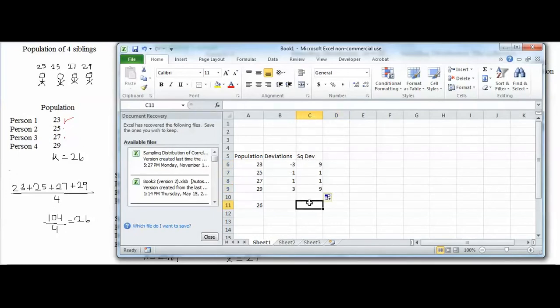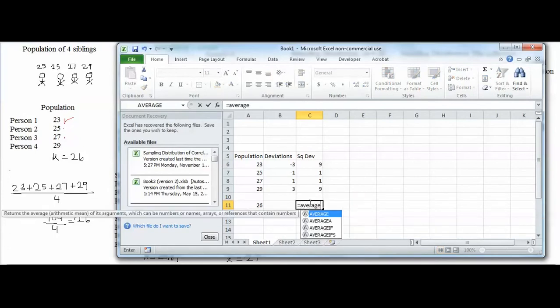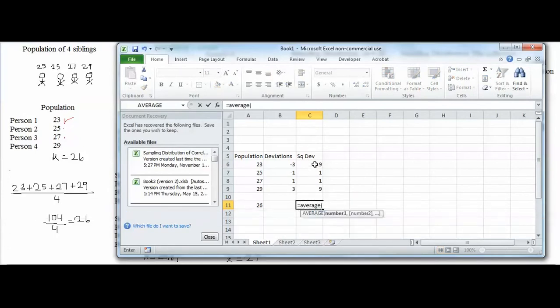Remember that the variance is the mean of the squared deviations. So we just need to type in equals average, and we can get the mean of the squared deviations. The variance is 5. And then we can type in the equal sign right here. Now we type in equals SQRT for square root, put a parentheses right there, highlight this number, and then close the parentheses, and press enter. This is the standard deviation of the population.